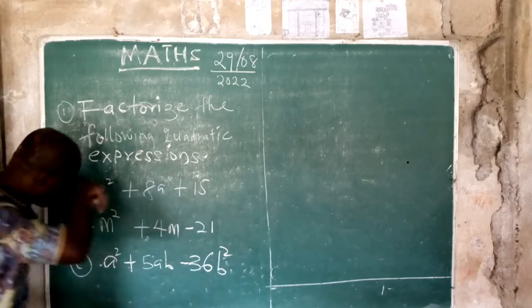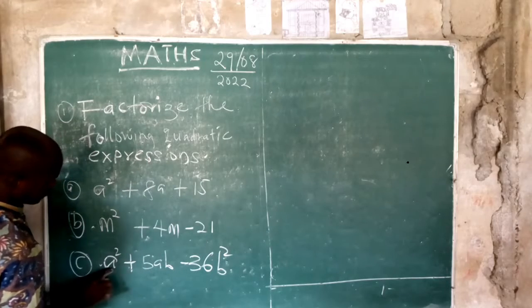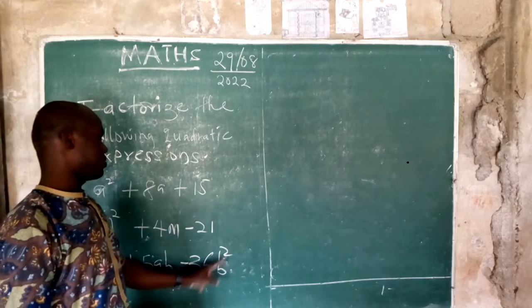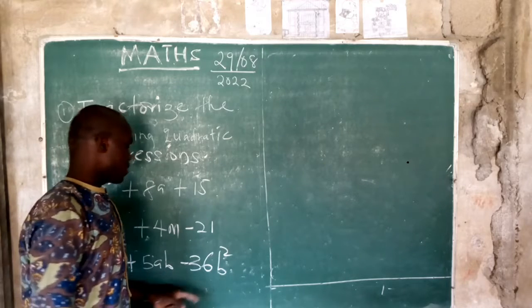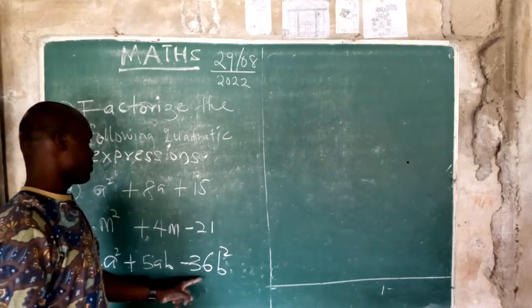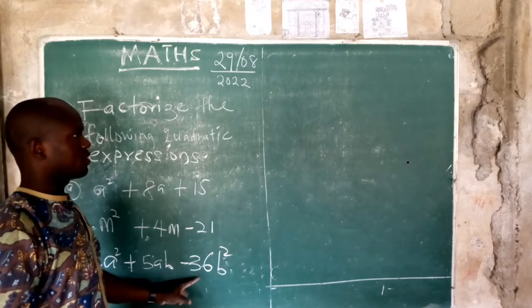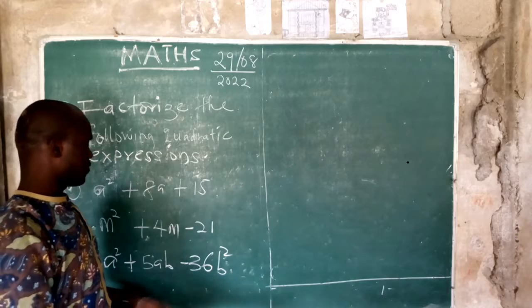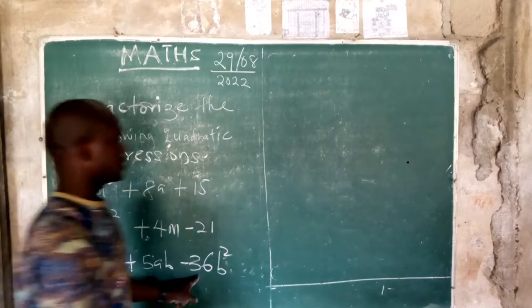So the last but not the least, if we have a squared plus 5ab minus 36b squared. Okay. Here we are going to get what? The factor of this again. The factor of 36, they have many factors that can give us this. Okay. Let's check it out, please.